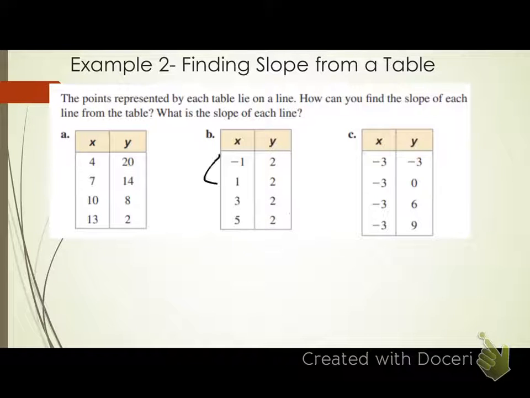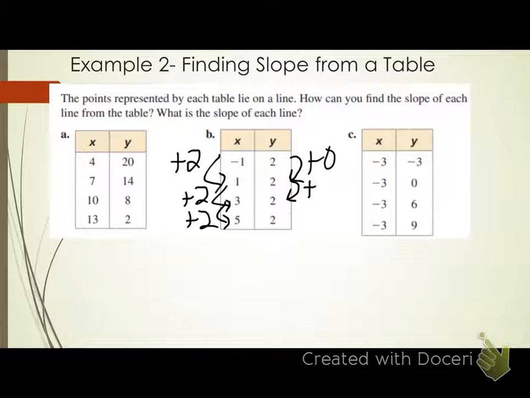Okay, how do I get from negative 1 to 1? Add 2. How do I get from 1 to 3? Add 2. 3 to 5? Add 2. How do I get from 2 to 2? Add 0. 2 to 2? Add 0. 2 to 2? Add 0.